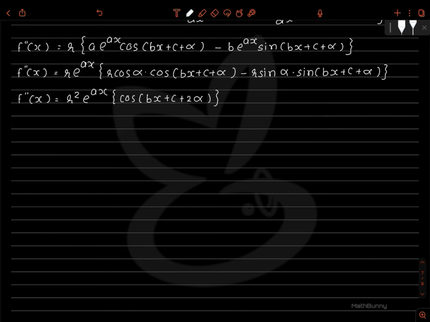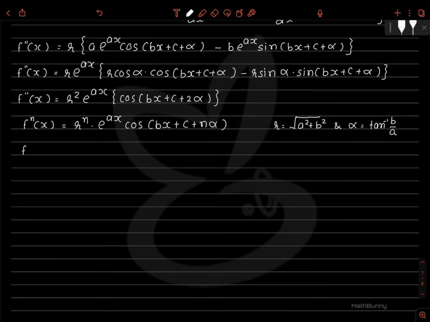So we can easily write the nth derivative. The nth derivative of f of x would be equal to r raised to n into e raised to ax cos bx plus c plus n alpha. Or we can write the values of these two. R is under root of a square plus b square, and alpha is tan inverse b upon a.